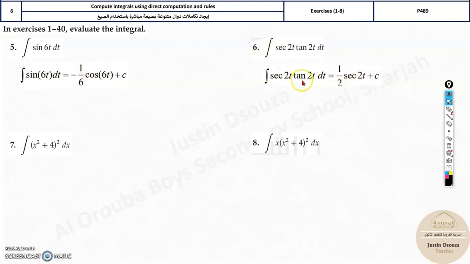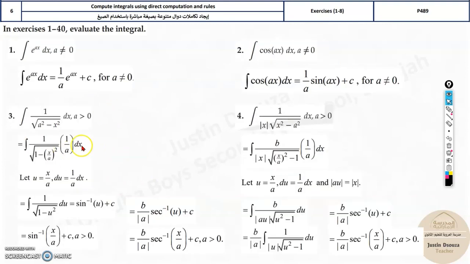Now, what about the secant and tan? You know the secant and tan formula is just secant, right? So all you need to do is 2. The A value is 2. It should be same. So it'll be 1 by 2 secant 2t plus c. And similarly, you can solve the others. Over here, you can directly use the square formula and you can solve. They are very straightforward.